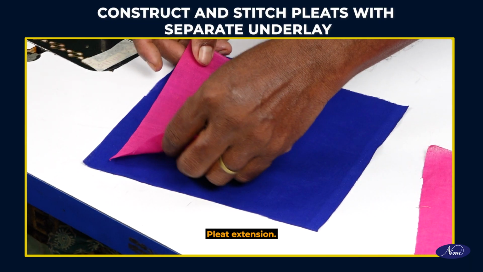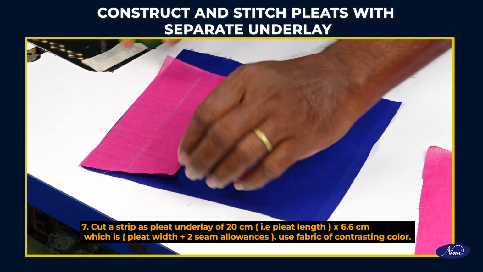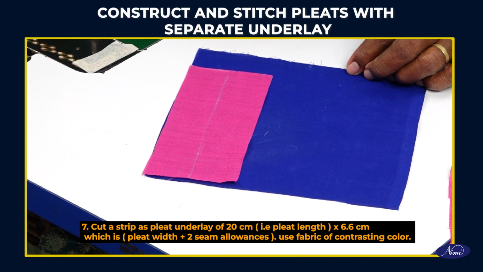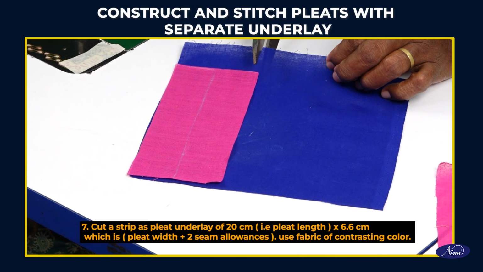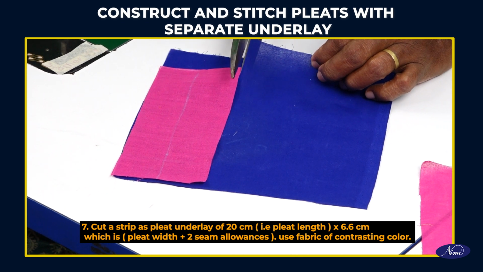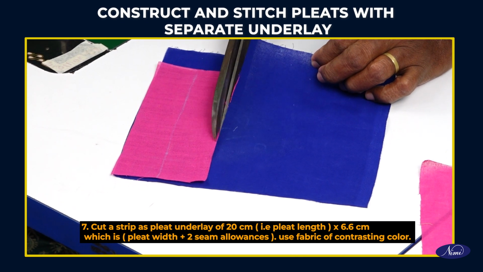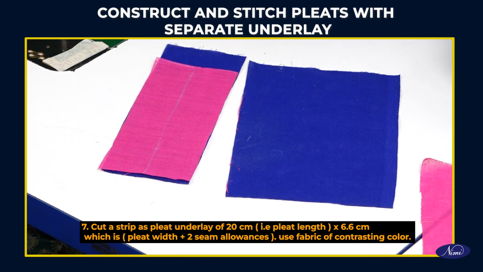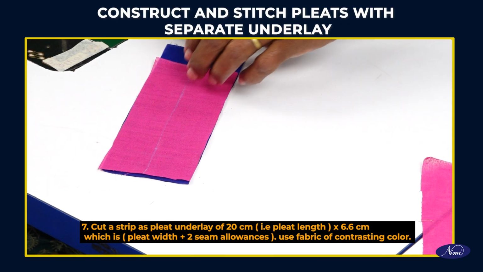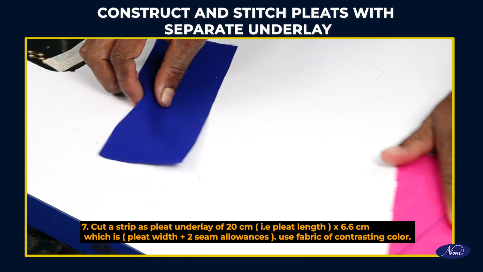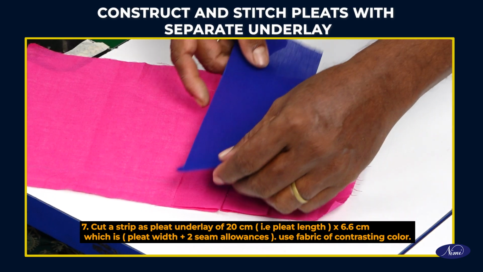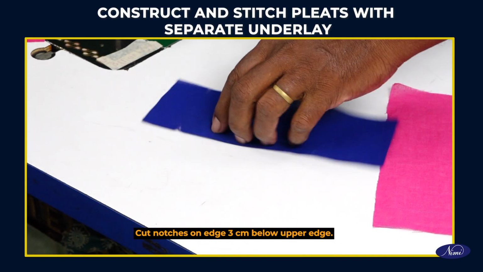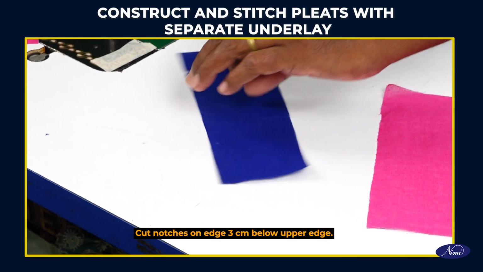Pleat extension. Cut a strip as pleat underlay of 20 cm, that is pleat length, by 6.6 cm, which is pleat width plus 2 seam allowances. Use fabric of contrasting color. Cut notches on edge 3 cm below upper edge.